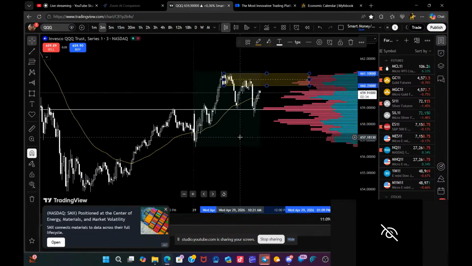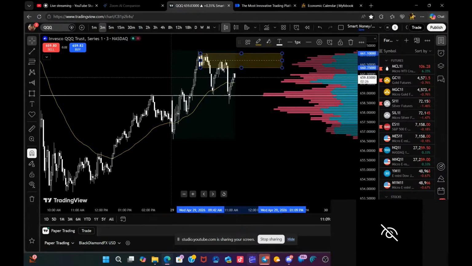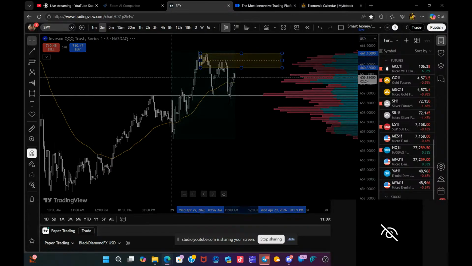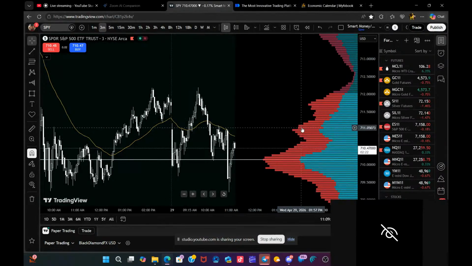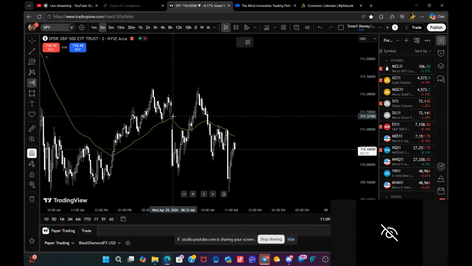Bro, I'm telling you, it's powerful, dog. This looks like it will come down. QQQ. All right. SPY is pretty much the same. Let's put a fresh profile on it.